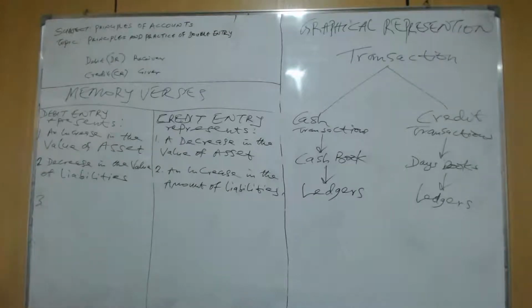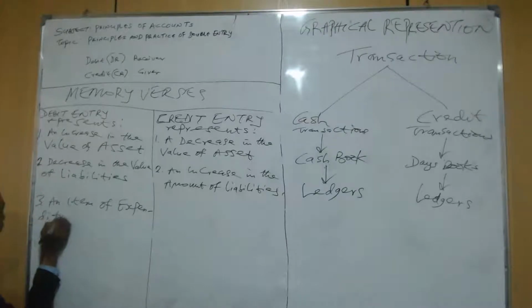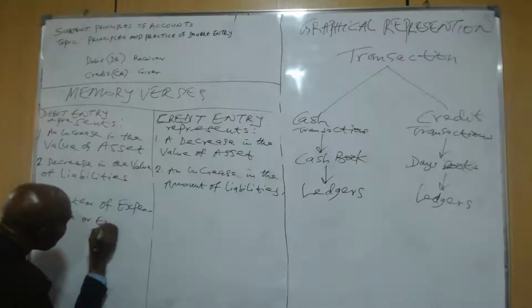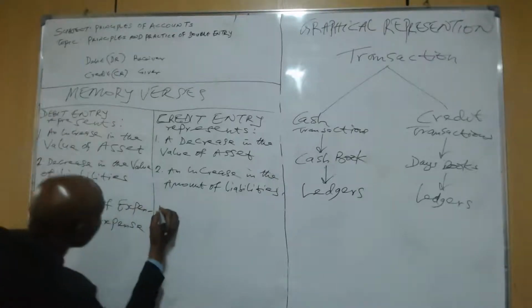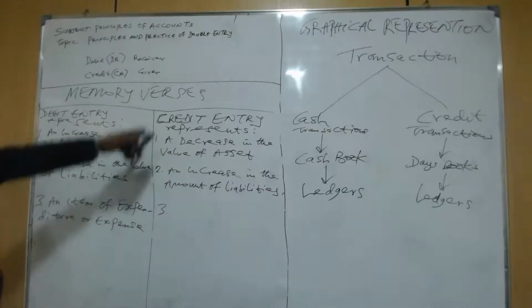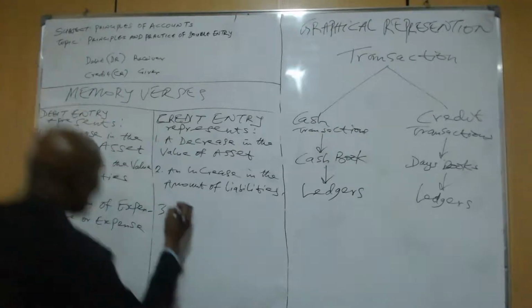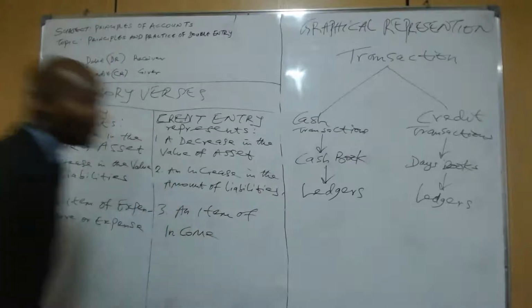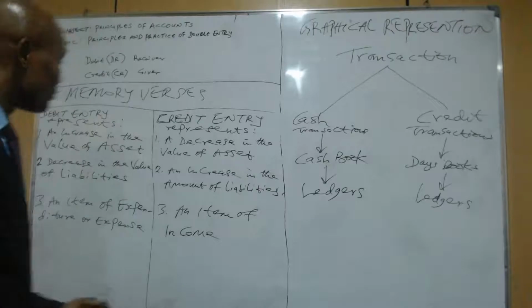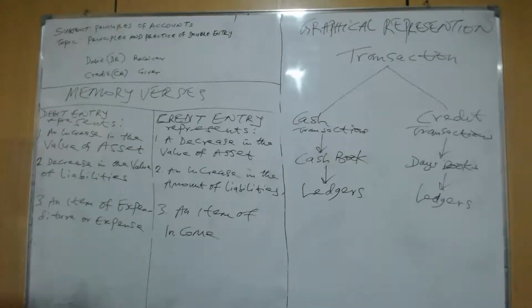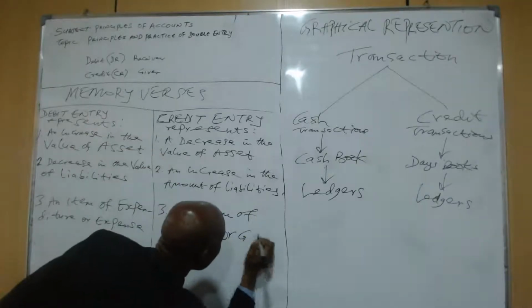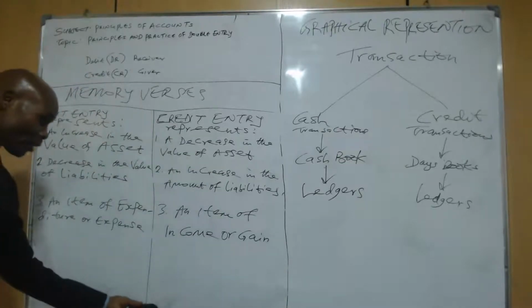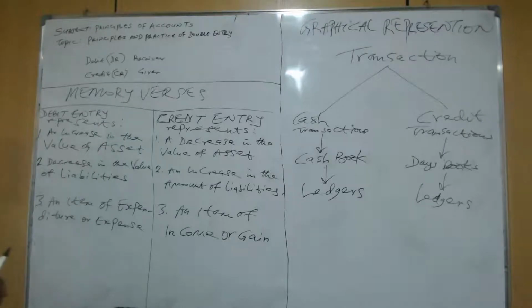Under the principles and practice of double entry, a debit entry represents an item of expenditure or expense. Conversely, a credit entry represents an item of income. An item of income, or may be seen as gain. Whatever you gain or profit from a business is represented as credit entry.